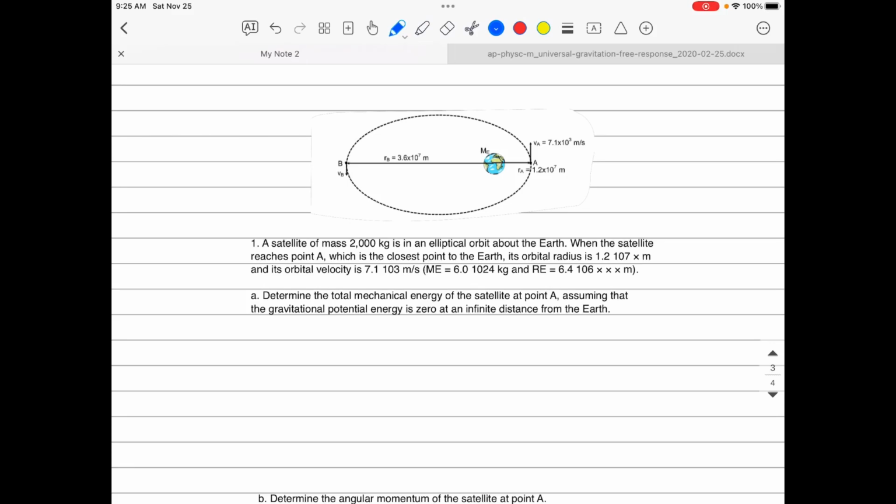So for 1A, it says to determine the total mechanical energy of the satellite at point A, assuming that the gravitational potential energy is 0 at infinity. So if it is 0 at infinity, then we know that the total mechanical energy, E total, will have both kinetic and gravitational. It's no longer the whole idea of gravitational energy being 0 on the surface of the Earth.